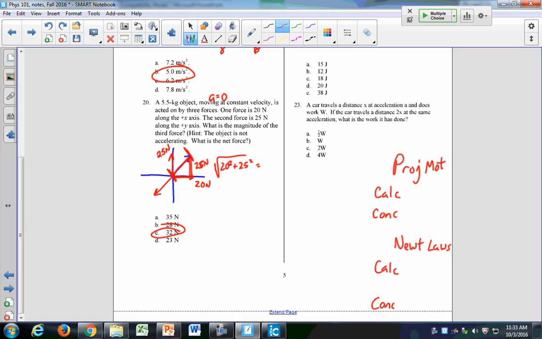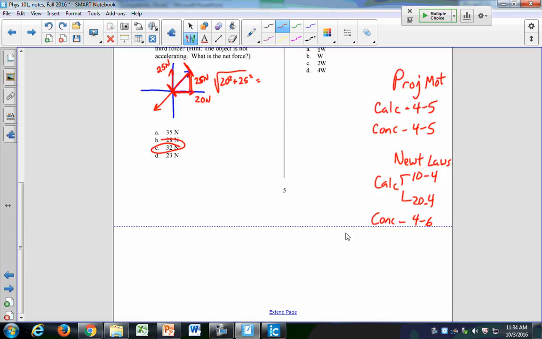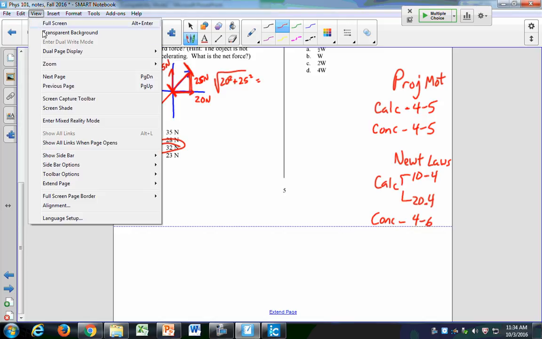For the projectile motion, you're going to have about probably 4 to 5 of these. For the Newton's laws, we'll break the calculations into 1D and 2D, and about 4 to 5 of each, say about 4 each. And the conceptual, you'll have about 4 to 6 of those. Does that add up right? 5, 10, 18, 24. Yeah. Okay. That's sort of the rough breakdown of the exam.